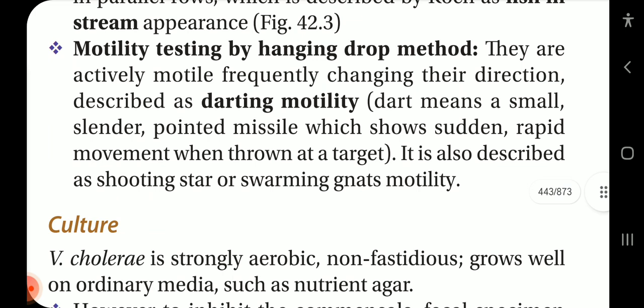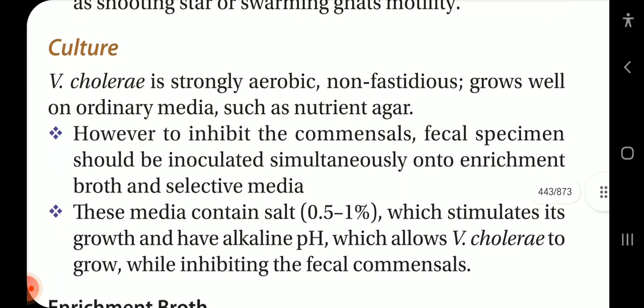Motility testing by hanging drop method: they are actively motile, frequently changing their direction, described as darting motility. Dart means a small, slender, pointed missile which shows sudden, rapid movement when thrown at a target. It is also described as shooting star or swarming gnats motility.